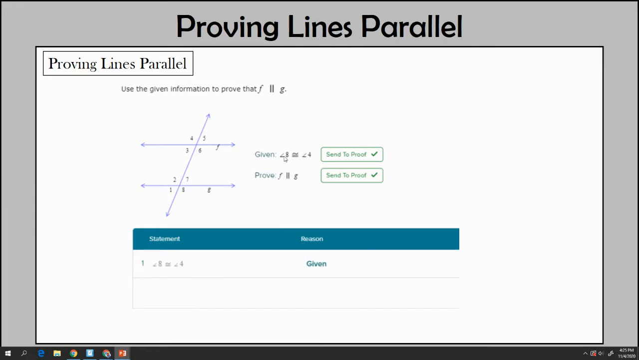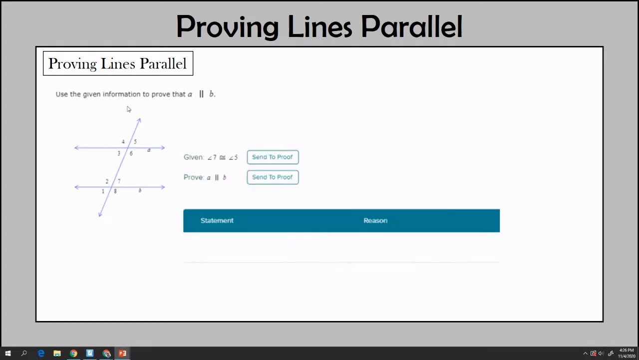So that's all it's going to take. I'm going to write my given down here, angle 8 congruent to angle 4. And then because they're alternate exterior angles and they're congruent, I can say the lines are parallel now because if alternate exterior angles are congruent, then lines are parallel. Okay, so that's just a little reason. And that pops up and you have that choice to bring that down. Okay, let's look at another one here.